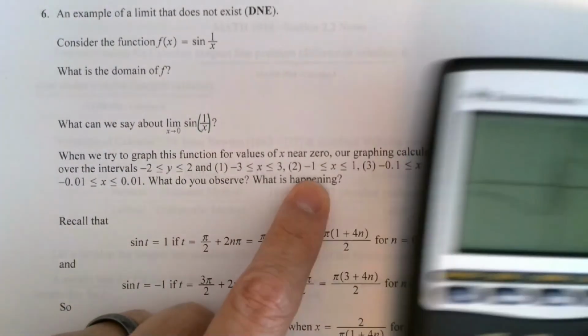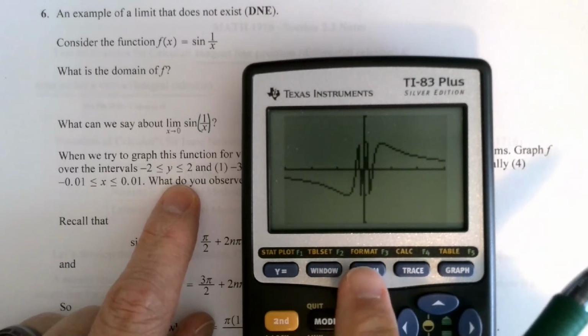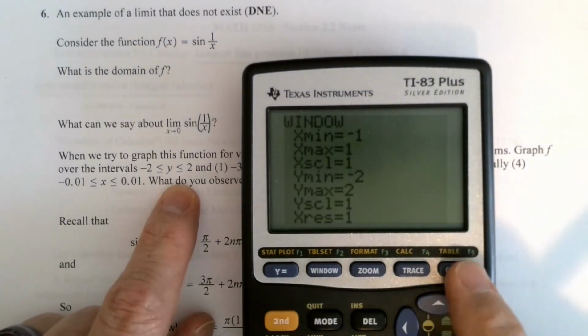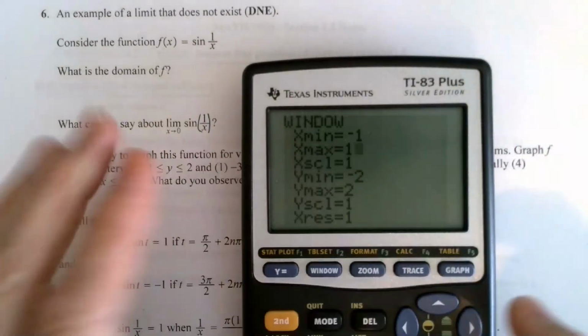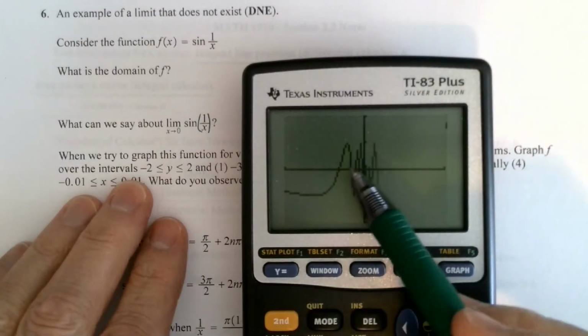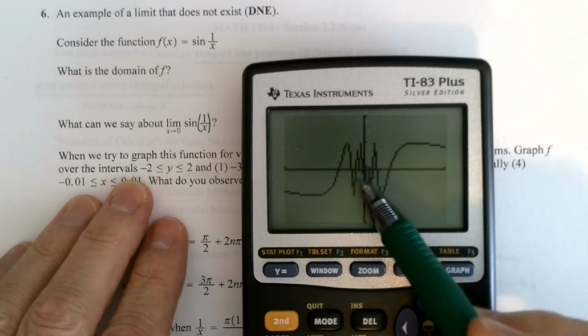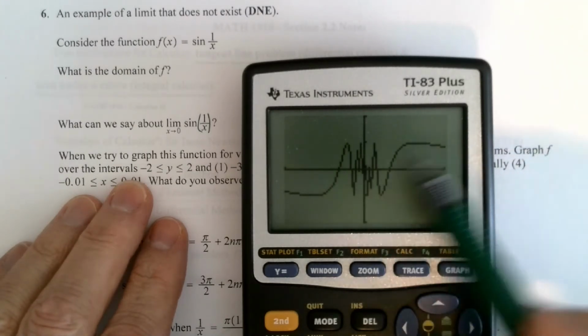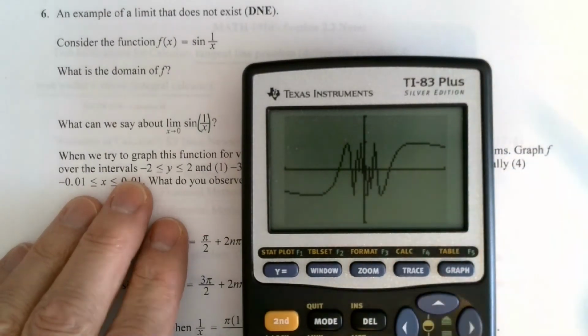I think I say let's zoom in between negative 1 and 1 next. So let me change my window to negative 1 to 1, and let's squeeze in a little bit. All right, so there's the graph. It goes up. Oh, it does a little bit more than I thought. It looked like it just went up, down, and then back up.